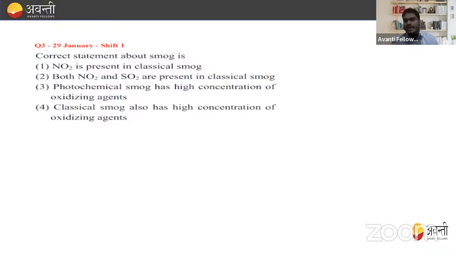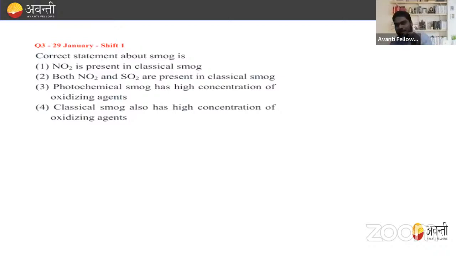These are important topics, and many times questions come from this topic, right? Okay. Now, let's move to this question. NO2 is present in classical smoke. Both NO2 and SO2 are present in classical smoke, or photochemical smoke has a high concentration of oxidizing agent, or classical smoke also has a high concentration of oxidizing agent.